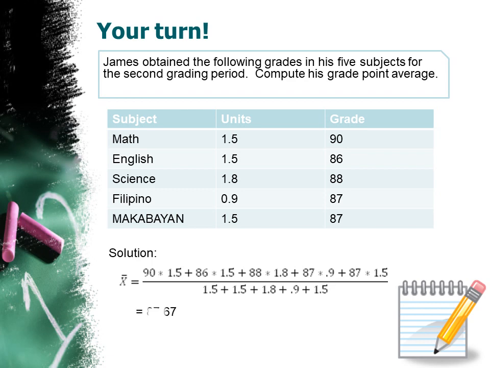Therefore, our answer should be 87.67, rounded off to the nearest hundredths. James's general average is actually 87.67. I hope you got the correct answer.